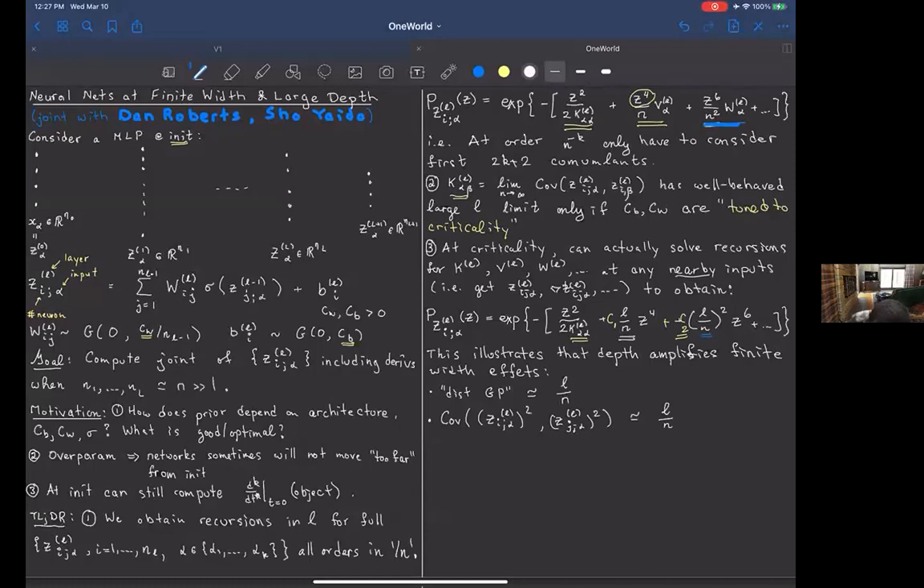A specific example of this is we can compute how the mutual information between two neurons scales. If you compute the mutual information between this random variable and this random variable, this scales like (L over n) squared, it turns out. This is just another way of saying that as the network gets deeper at a fixed width, you get more and more correlation between your neurons. In some sense, too much correlation is bad, some correlation might be good, and so on.